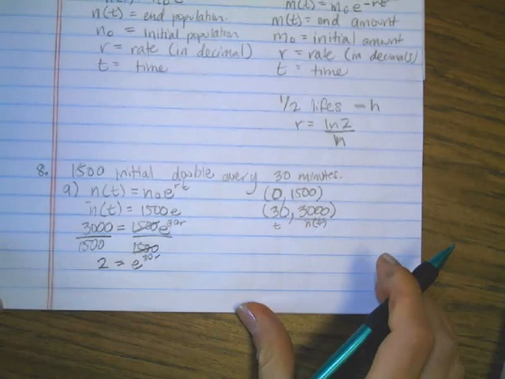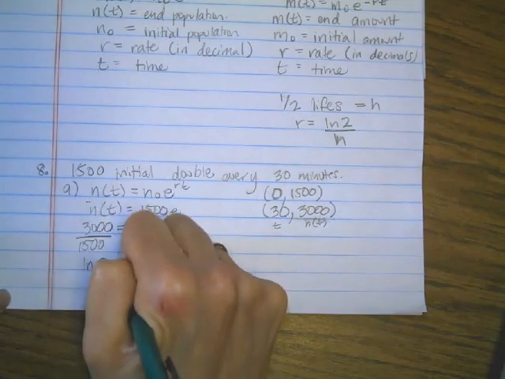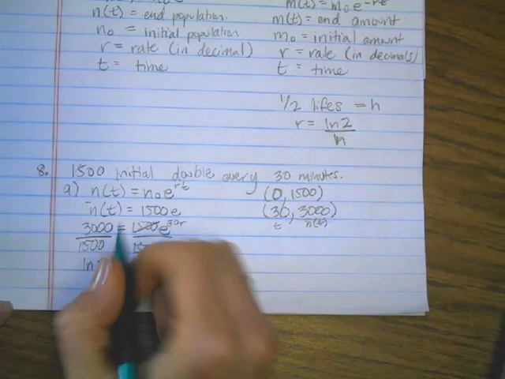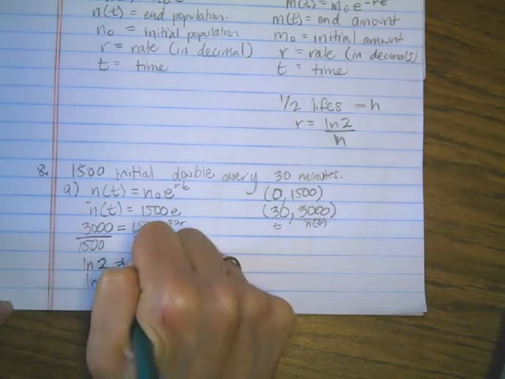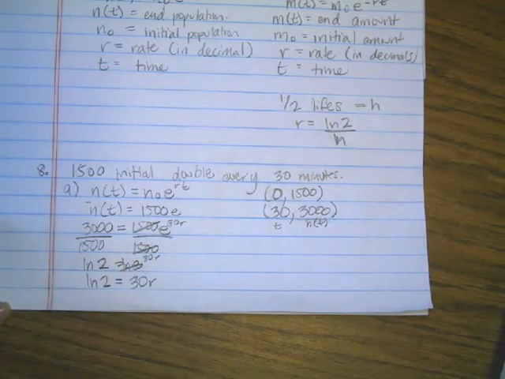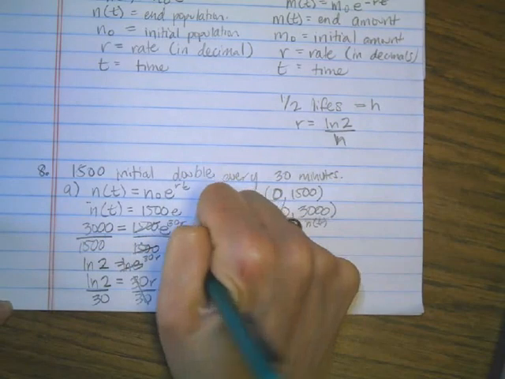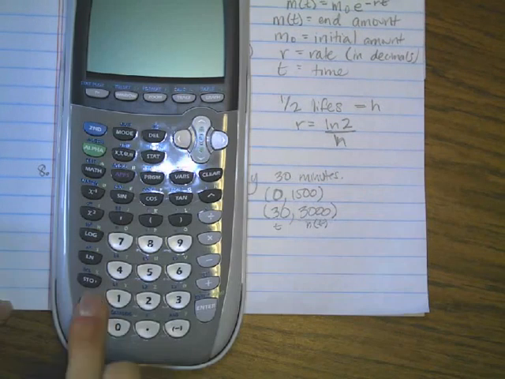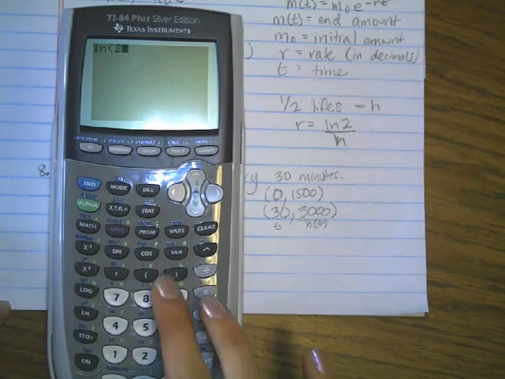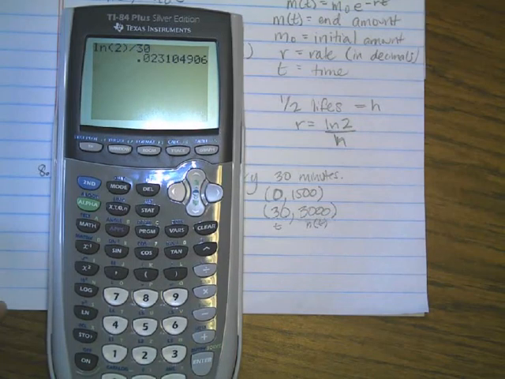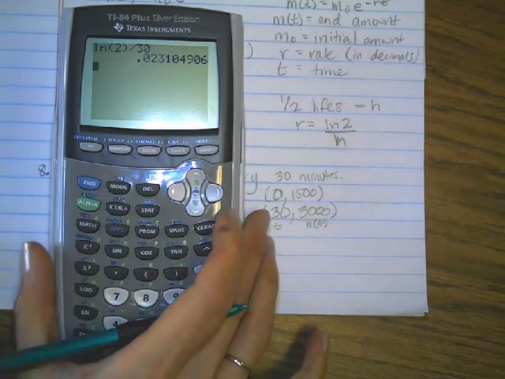Now what do we do? Good. Why did you use ln? Because e cancels out. Excellent. Good job, guys. So ln 2 equals 30r, and now what do we do? Divide by 30. So r equals, excellent job, ln 2 divided by 30, which gives us 0.023. I want to say 0.0231.